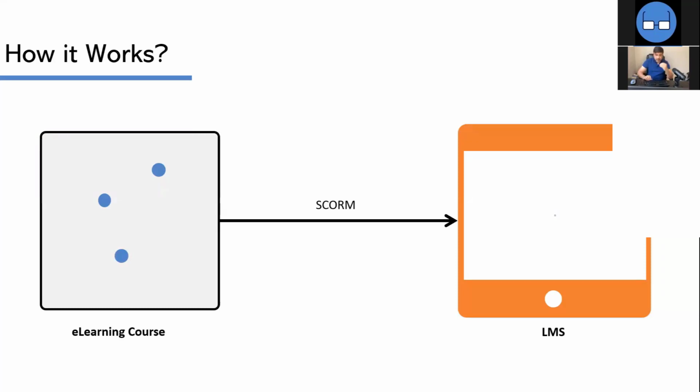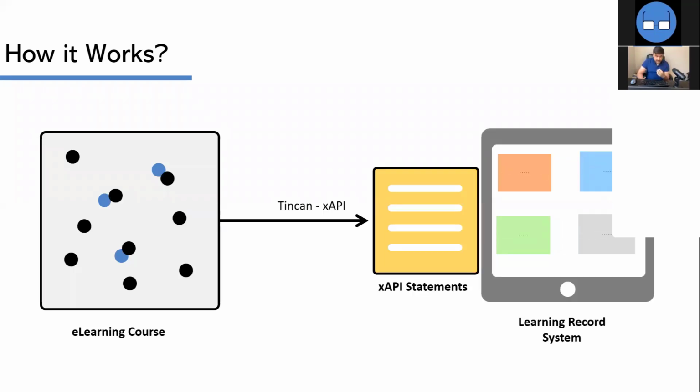So now, if we talk about xAPI, and I take you through the same scenario, xAPI has more data points and it tracks more activities. And then it will publish it as xAPI statements, right? When you publish it as xAPI statements, then you can put it into a learning record system. Why do we need an LRS? Now, we already have an LMS. Why do we need an LRS? I will give you an answer on that later on.